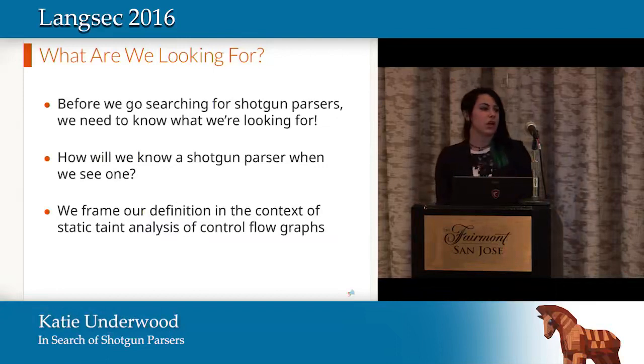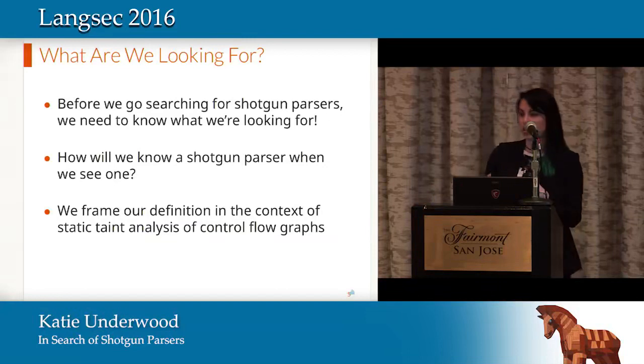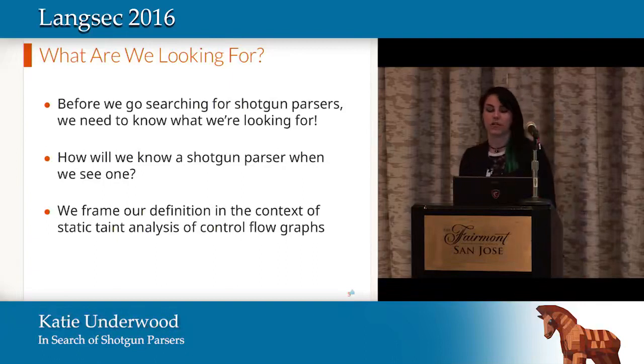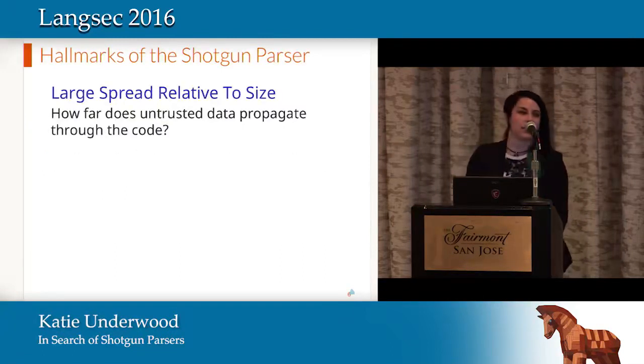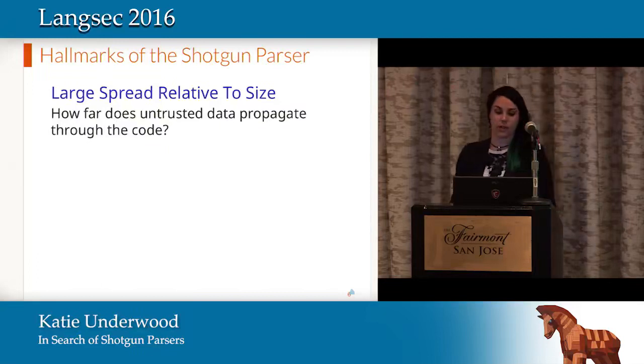But if we want to start actually building automated tools to detect this anti-pattern, we need a stricter definition. And so this is part of what we set out to achieve. We frame our definition in the context of static taint analysis of control flow graphs. So I'd now like to present to you informally our three hallmarks of the shotgun parser.